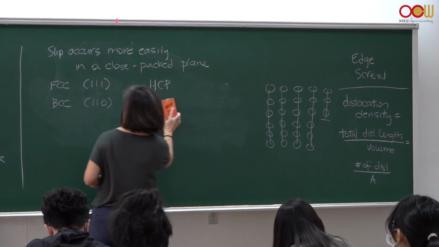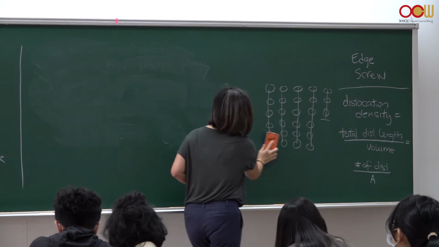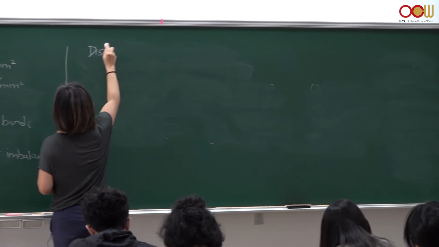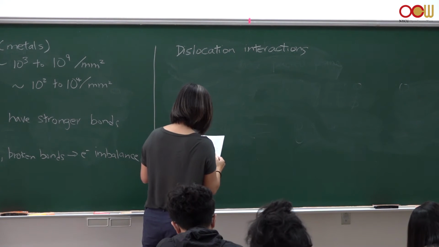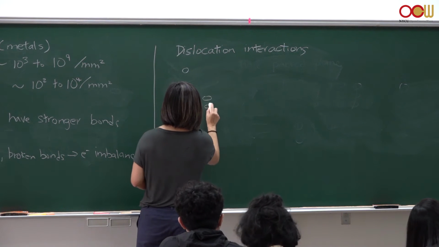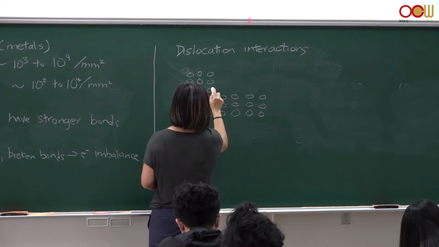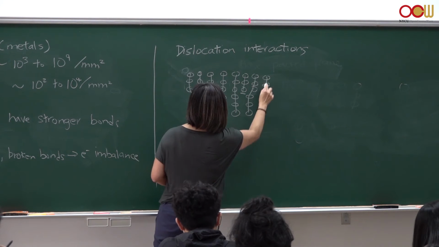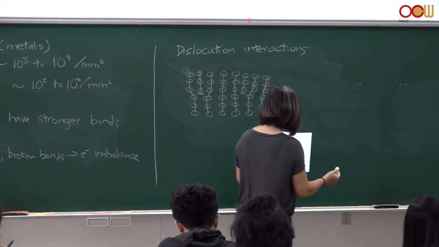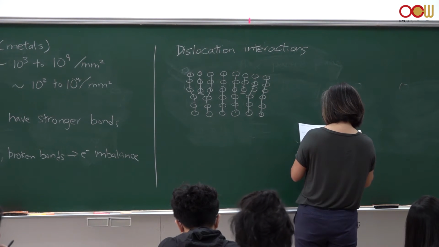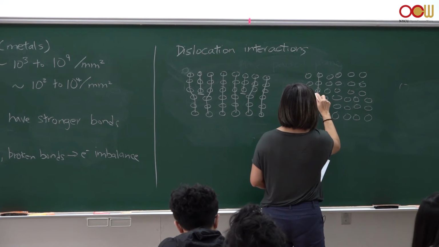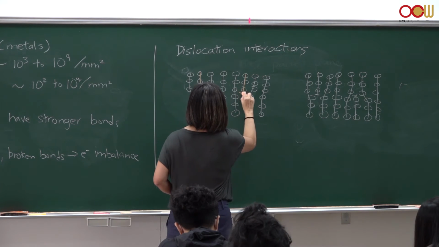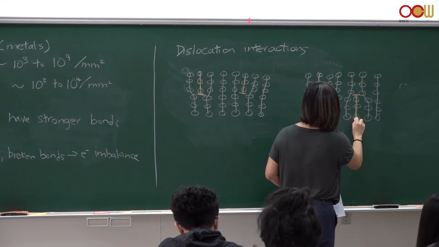Now I want to talk about, it's not that simple. The dislocations actually interact with one another. So, dislocation interactions. You can have two dislocations. Let's say I have these two dislocations, something like this. And then I can have another two dislocations that look different. So I have a dislocation here, and a dislocation here, and a dislocation here.